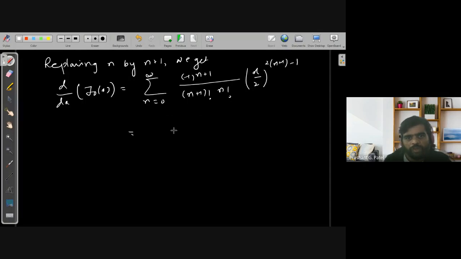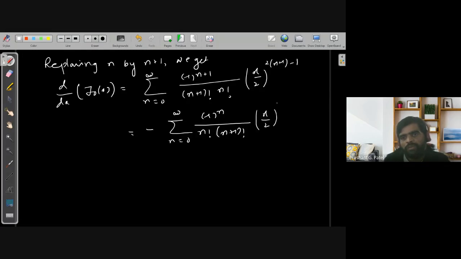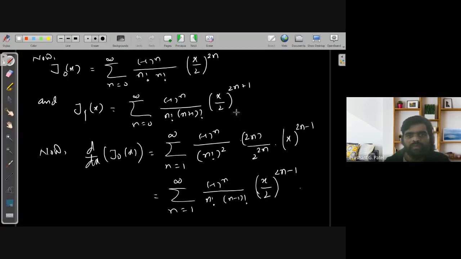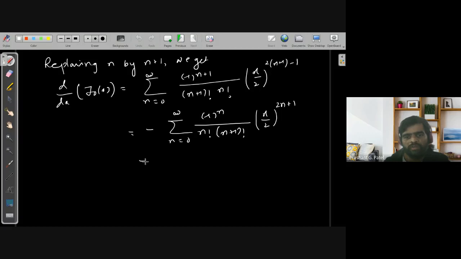So finally what we get is minus of summation n running from 0 to infinity minus 1 raised to n upon n factorial into n plus 1 factorial into x by 2 power 2n plus 1. And we can observe that this is exactly J1 of x, which is minus 1 raised to n summation of n factorial into n plus 1 factorial, x by 2 power 2n plus 1. So this is minus J1 of x that we can have.